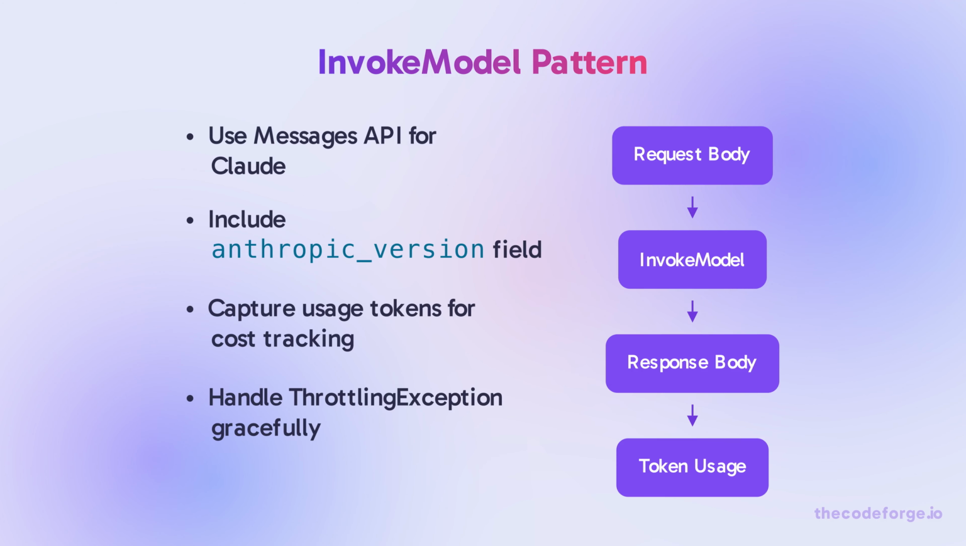When calling Claude models, you must use the Messages API format with the Anthropic version field. Always capture the input and output tokens from the response. This is your cost telemetry. And handle the throttling exception by raising a clear error so you know when to request a quota increase.